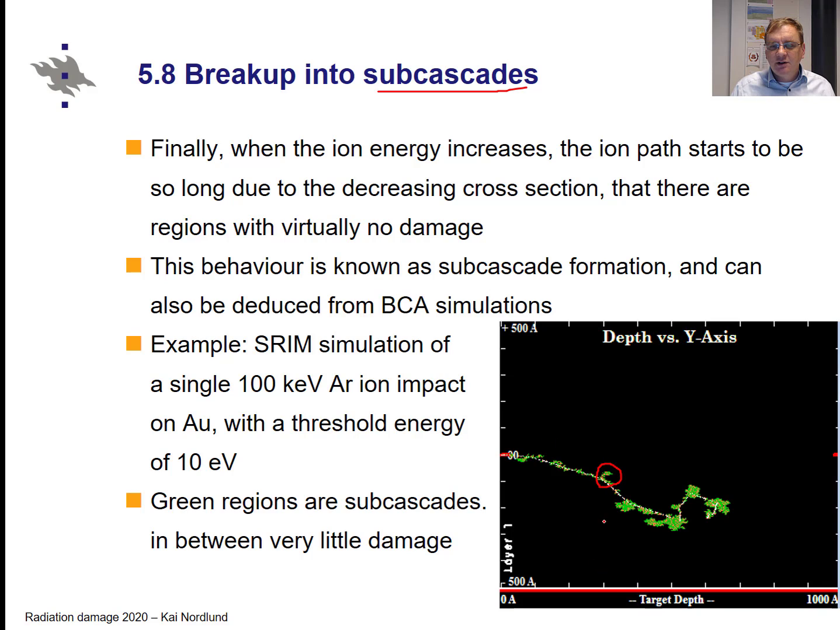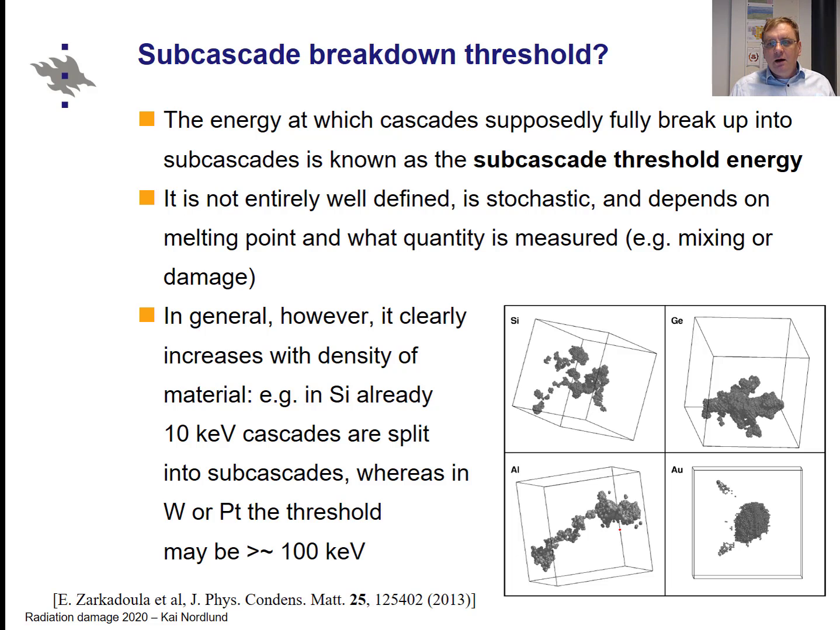This is a snapshot of a simulation of 100 keV argon on gold, and you clearly see that there is a number of subcascades, but then also segments where there is almost no damage, and then towards the end of the range, the subcascade becomes larger when the collision cross-section increases. And these subcascades can definitely exist, but then the question is at what energy do cascades start to break up into subcascades? And this energy at which cascades break up into subcascades is often called the subcascade threshold energy.